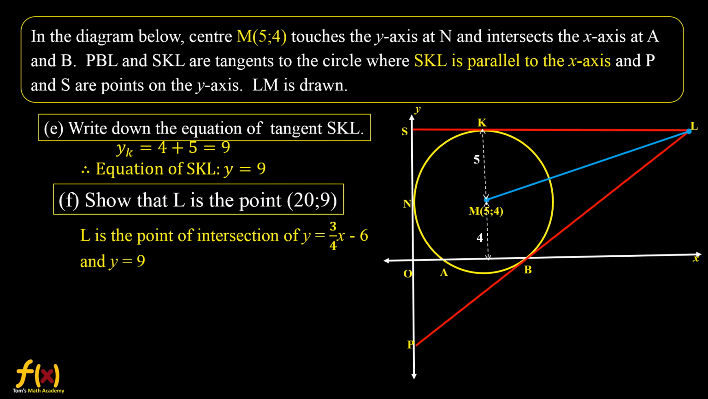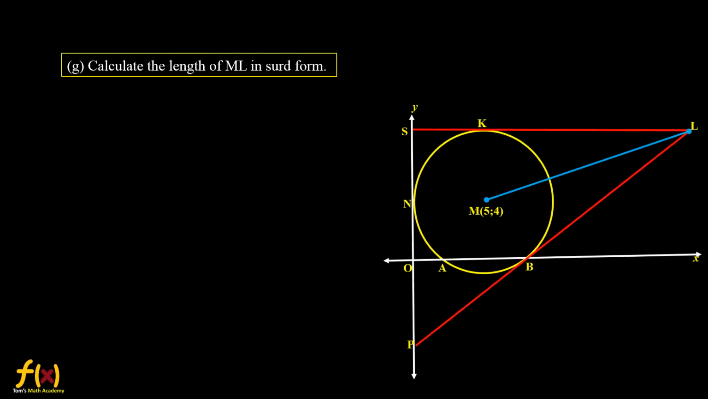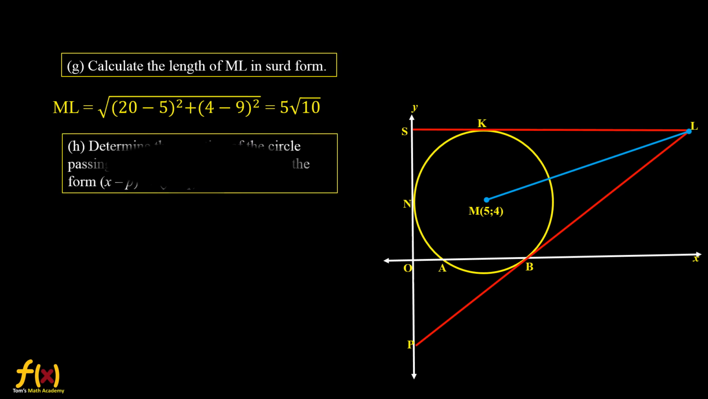Solving simultaneously, we get 3/4 x minus 6 equal to 9. 3/4 x equal to 15. So x is equal to 20. Therefore, the coordinates of L is (20, 9). Okay. Question G. Calculate the length of ML. M is available. L is already calculated. So you can easily calculate using the distance formula. Substitute very carefully and use the calculator. ML is 5 root 10.